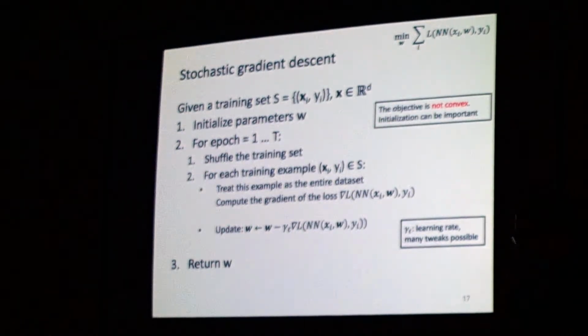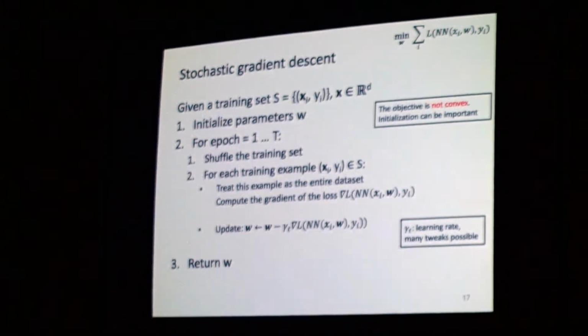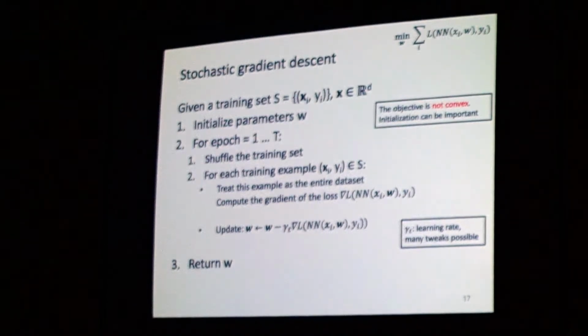And one thing we should be aware of is that because the prediction of a neural network is a highly nonlinear and non-convex function of the parameter values, it's not the same as SVM or other linear classifiers. The whole loss function is a non-convex function. So that means it might have many different local minimums. That's why the initialization matters.